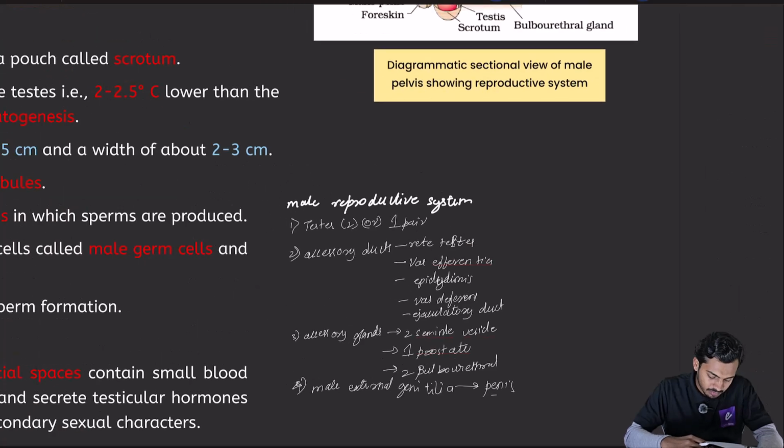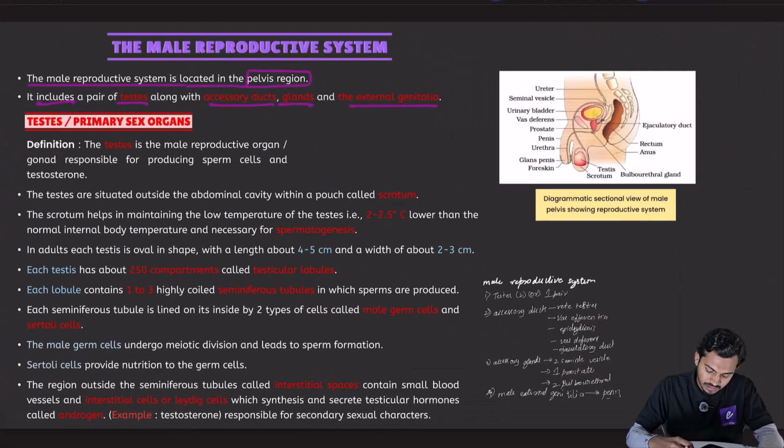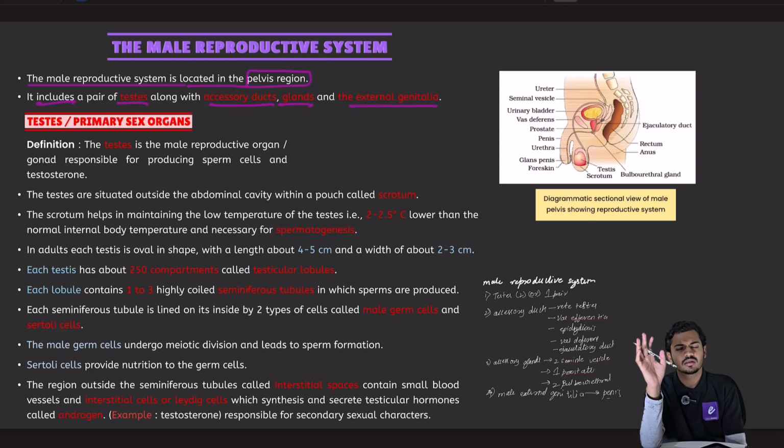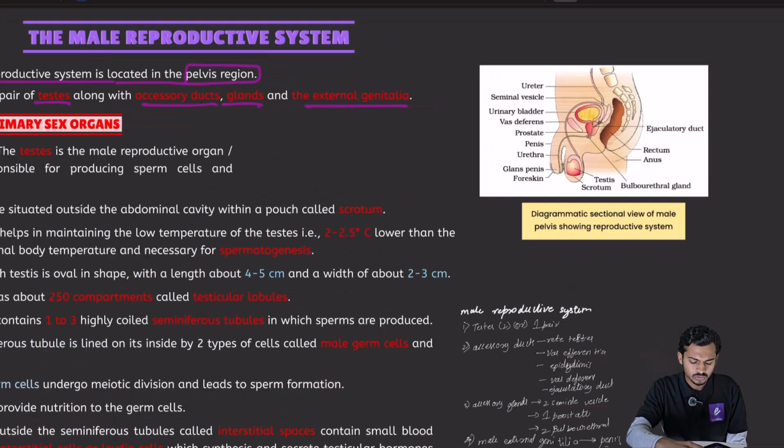अब हम पढ़ेंगे मेल पेल्विक रीजन के बारे में। Now we will study the pelvic region in male. जब हम पेल्विक रीजन इन मेल पढ़ेंगे दोस्तों, हमें ब्रीफ आइडिया मिल जाएगा कि मेल रिप्रोडक्टिव सिस्टम्स कहां कहां पर होते हैं और कैसे कैसे होते हैं। Understood?